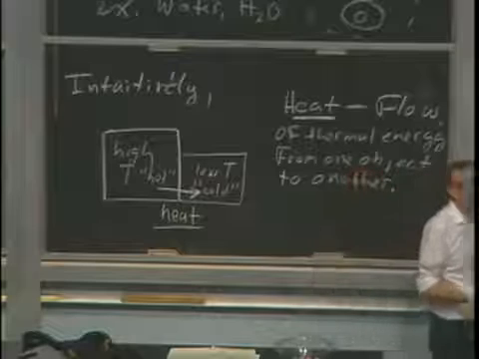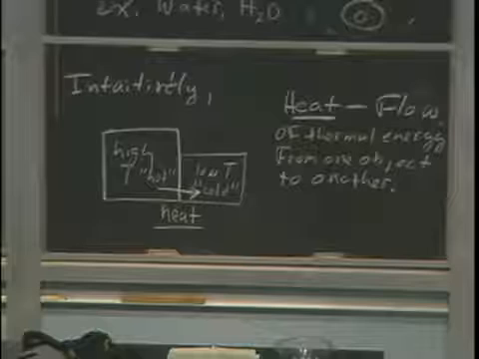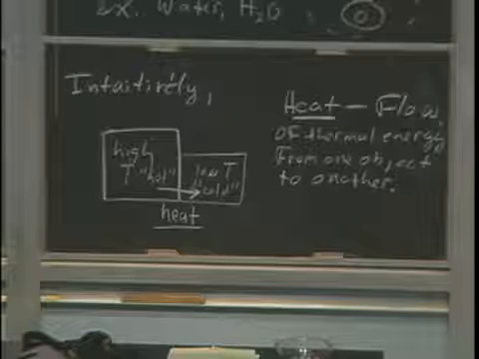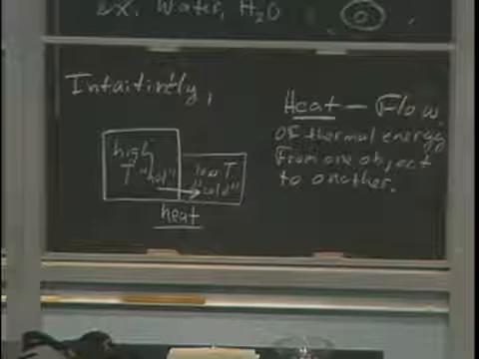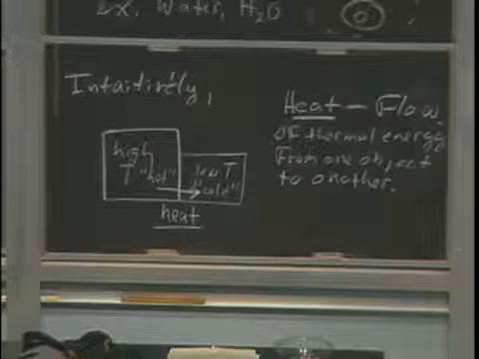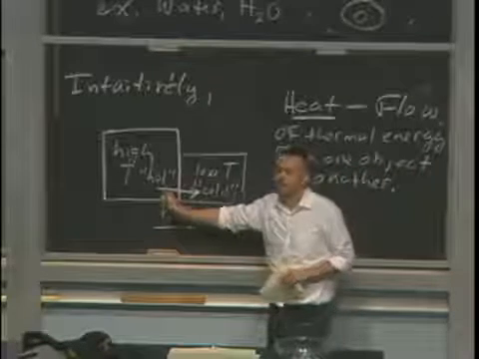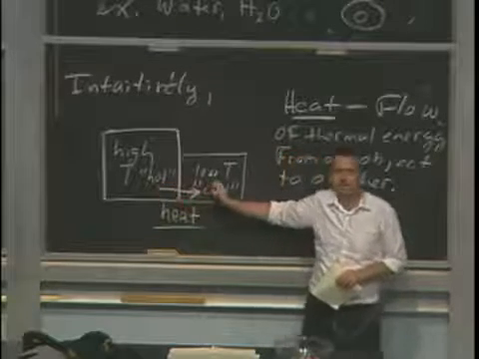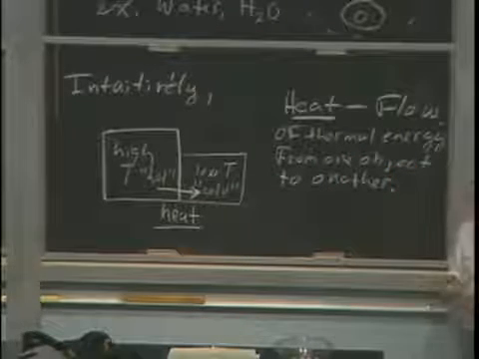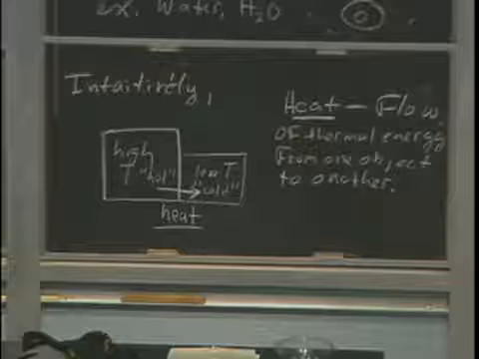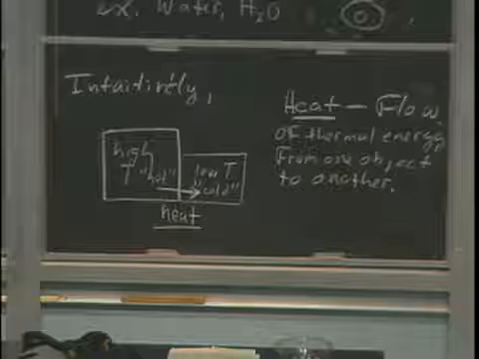So in this sense, heat and thermal energy are not the same thing. An object can have thermal energy, and heat is the transfer of thermal energy from one object to another. And intuitively, we know that heat will flow from a hotter object to a colder object. But we need to quantify that a little bit, what we mean by hotter object and colder object. And we do that by the definition of temperature.